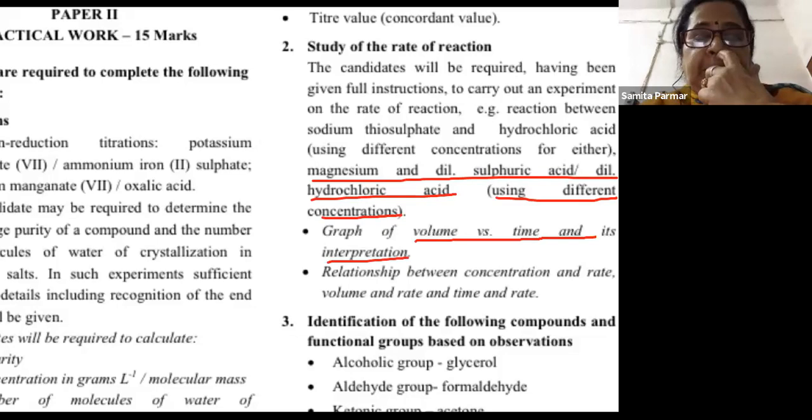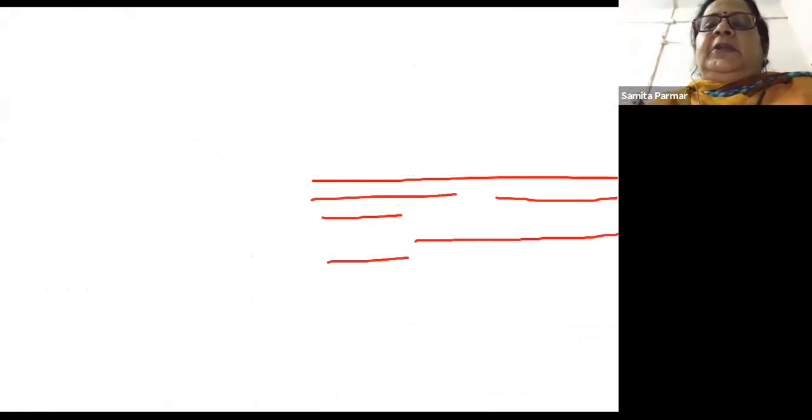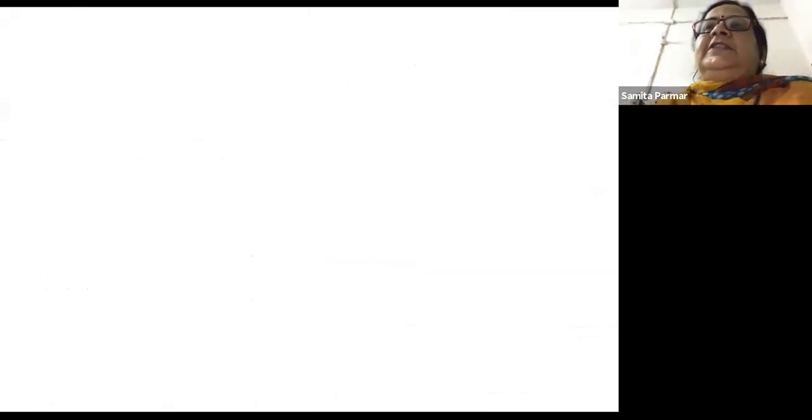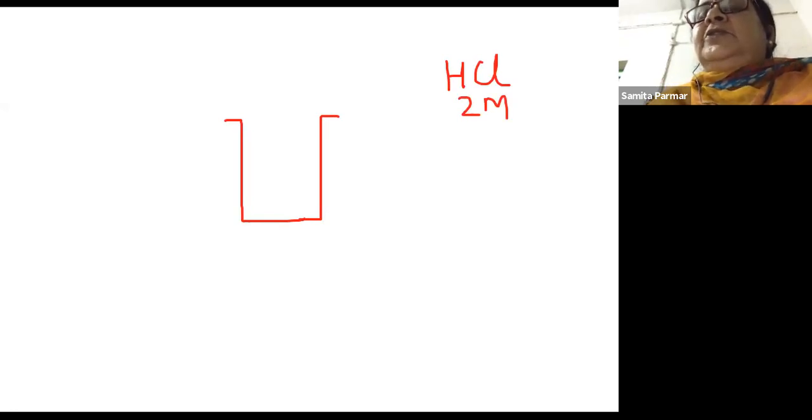Now in this experiment, you will be given HCl of known strength, all right? And then you will have to take 25 ml of that HCl solution in a beaker. So this is a beaker in which you are going to take 25 ml of a provided solution of HCl. Let us say it is a 2 molar solution of HCl. All right.